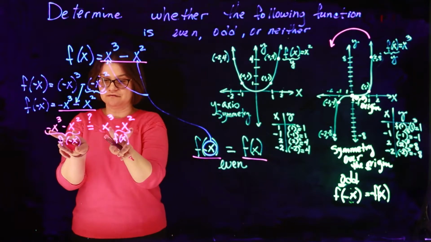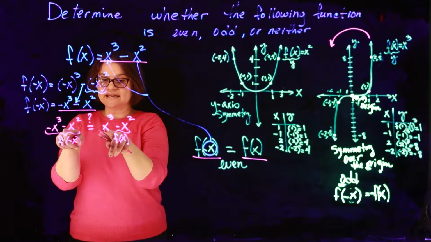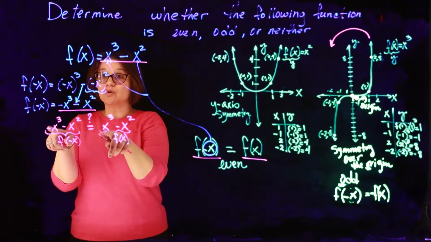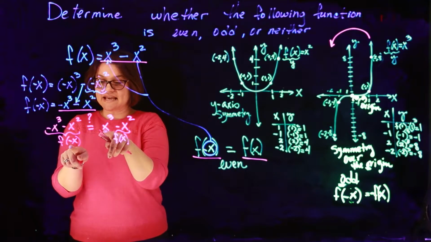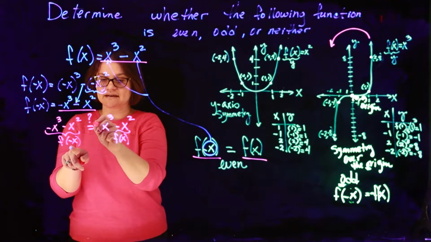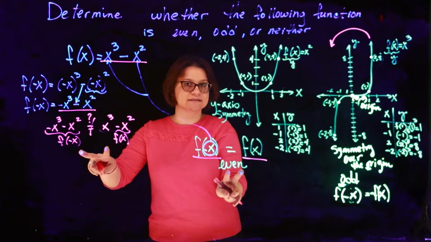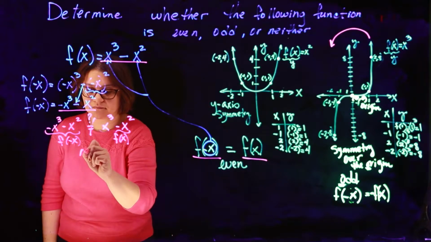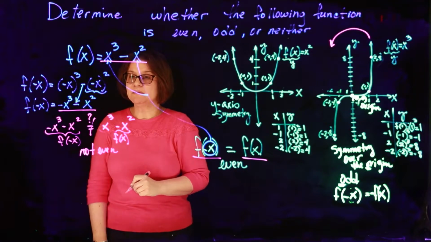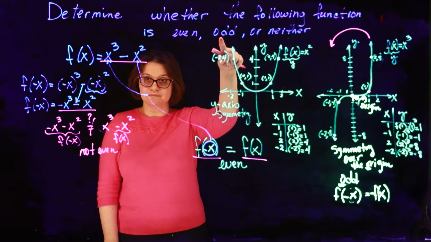Now look very carefully. The x cubed terms are opposite of each other, you see? So that means that f of negative x is not the same. It doesn't equal f of x. Okay? That means that this function is not even. Not even. Okay? But if the function is not even, it doesn't mean it's not odd.